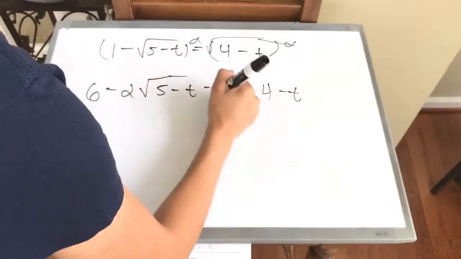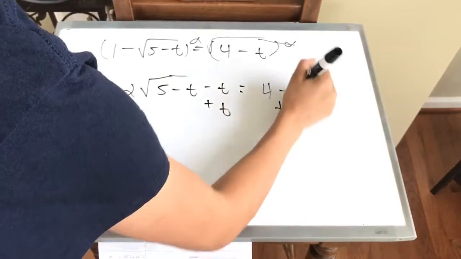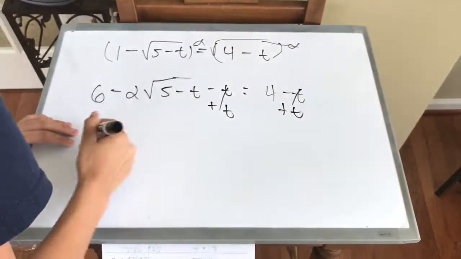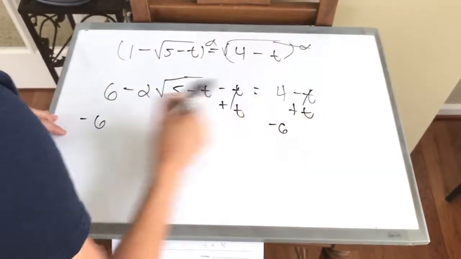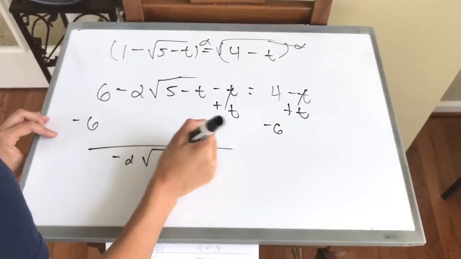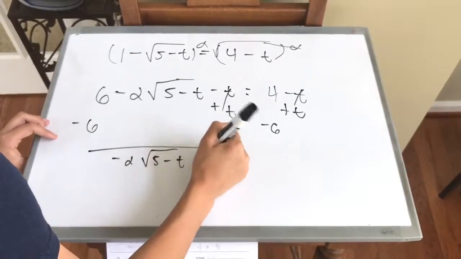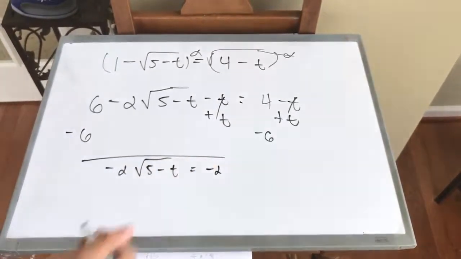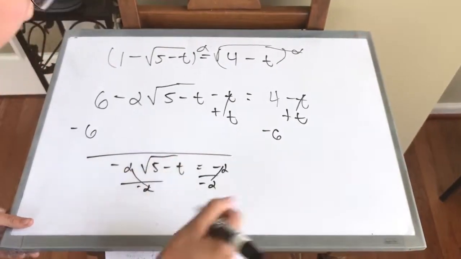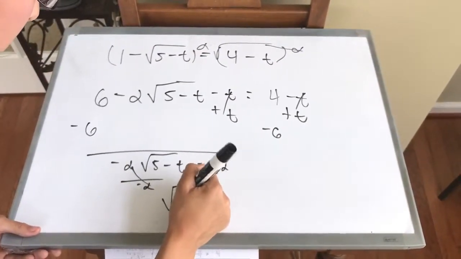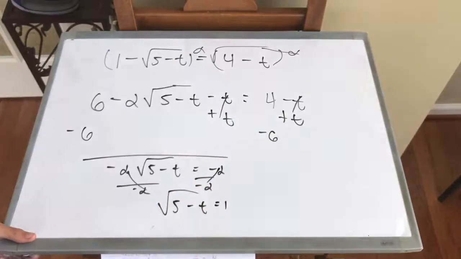Now we're going to have to move all our variables to get them to one side. So we're going to add t, which eliminates the t on this side and this side. Then next, we're going to subtract 6 from both sides. So we have -2 radical 5 minus t equals -2. Next, we're going to divide by -2 on both sides. That leaves us with radical 5 minus t equals 1.